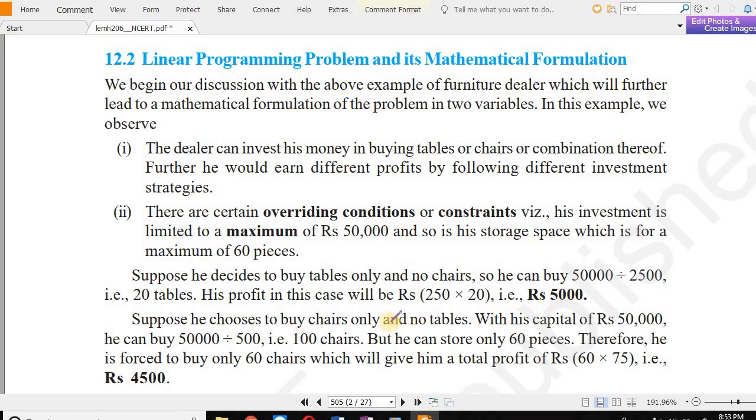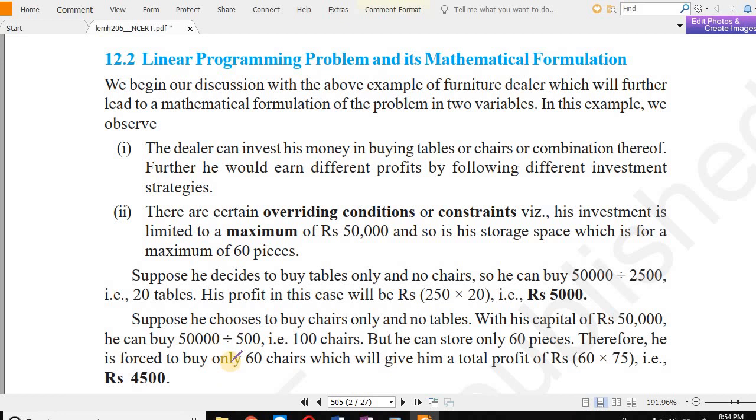Now on the other hand, he could buy only chairs and no tables. He has 50,000 rupees, so he could buy 50,000 divided by 500. Remember, 500 is the price of one chair. So he could buy 100 chairs, many more chairs. However, he has another limitation. He can only store 60 pieces. Therefore, he's forced to buy only 60 chairs. In this case, he would get 60 times 75, or 4,500 rupees. Right? So it seems that he should buy tables rather than chairs.